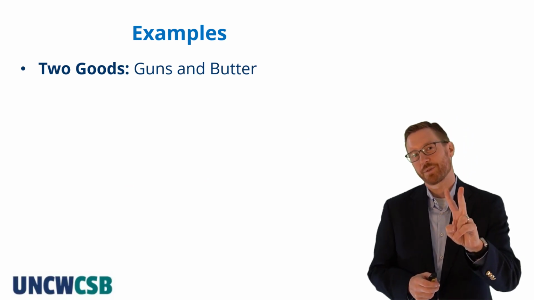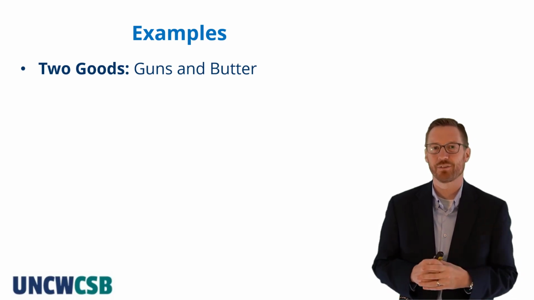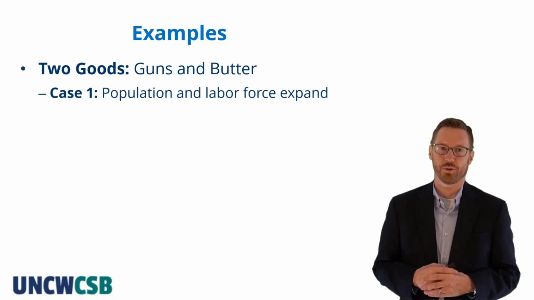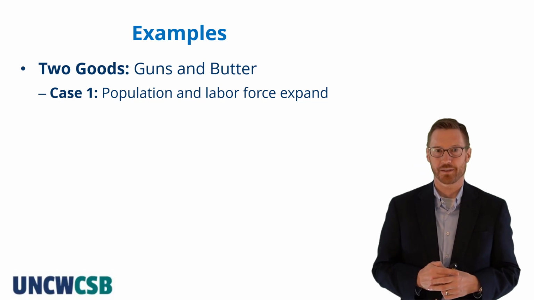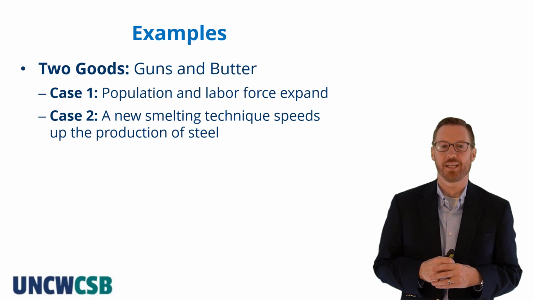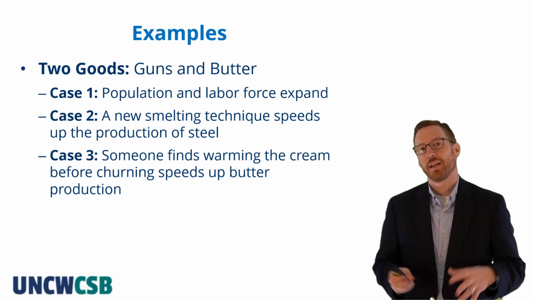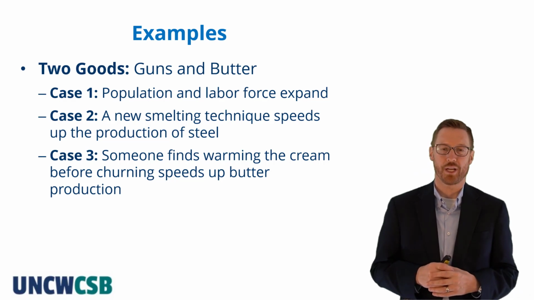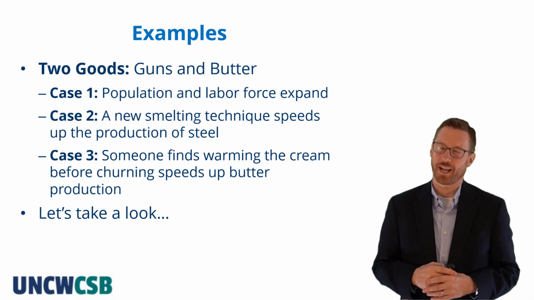So we're going to make the assumption that there are two goods, guns and butter, the classic assumption of national defense spending versus consumption spending. The first case that we'll look at is what happens if population and the labor force expand. The second case is what if there's a new smelting technique that speeds up the production of steel. And the third one is what happens if someone finds that warming the cream before churning speeds up butter production. Let's jump in and take a look at these three cases.